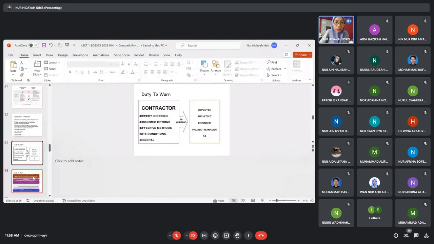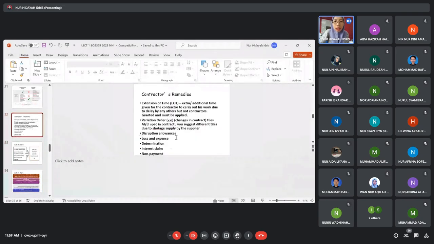Okay, and then kita move kepada remedy tadi. Alright. So kita ada disruption allowances and then kita ada loss and expense, kita ada determination, kita ada interest claim, kita ada non-payment. So ni semua adalah remedy kepada kontraktor kalau ada fault dekat dalam kontrak. Kalau disruption allowance, loss and expense, determination, interest claim ataupun non-payment ini, semuanya dah ada dekat dalam standard form of contract. Each one of it. Ada specific clause untuk all this extension of time, variation order, disruption allowances, loss and expense, determination, semua ada. So you just read accordingly and kalau contractor tu layak, okay, so basically you just remedy the contractor lah accordingly.